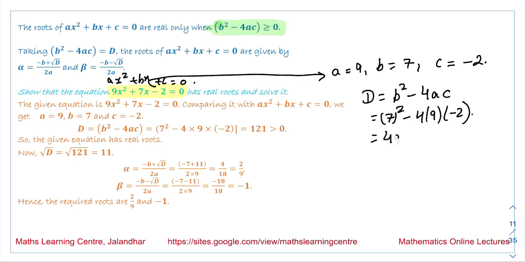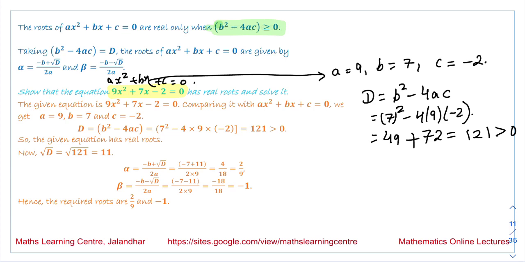So it is 49 minus, this minus minus will become plus, and this is 72, and the answer we get is 121, which is greater than 0. So we are saying there are two real roots, they exist.